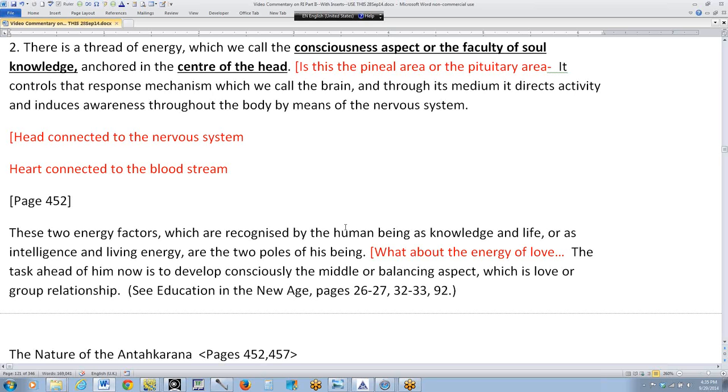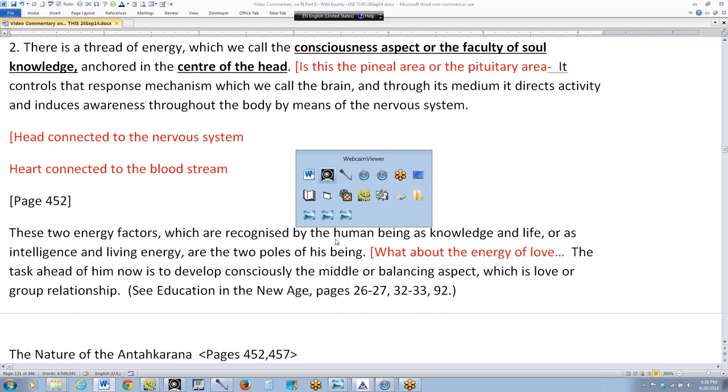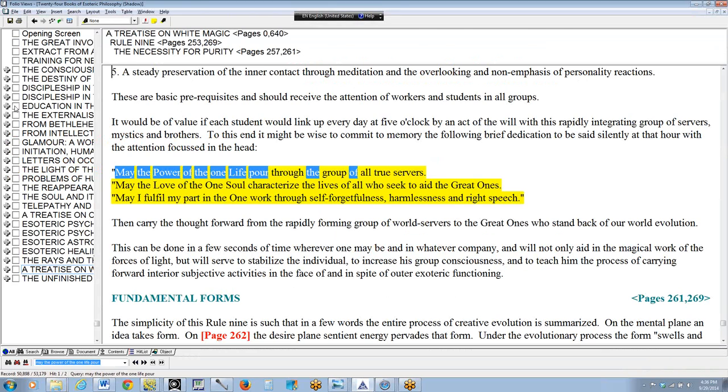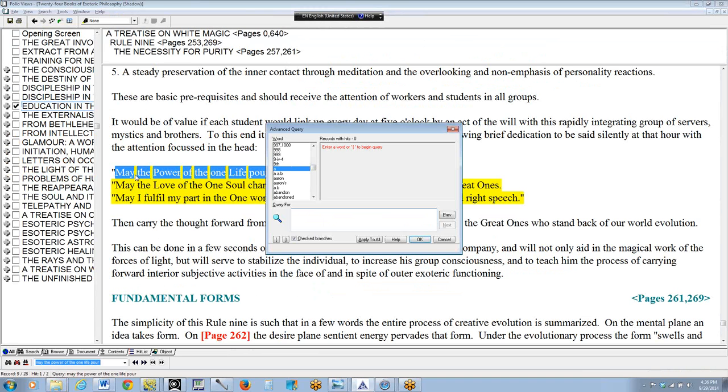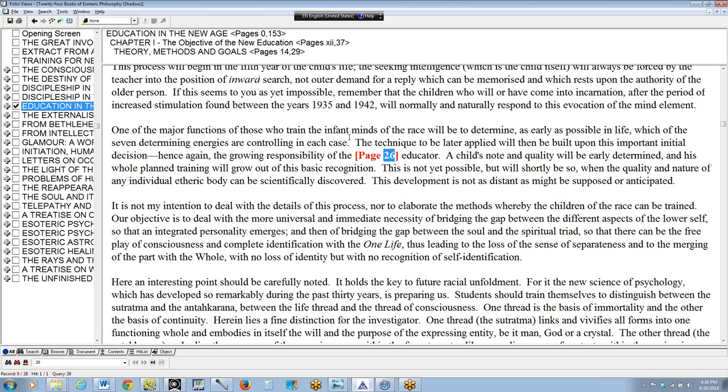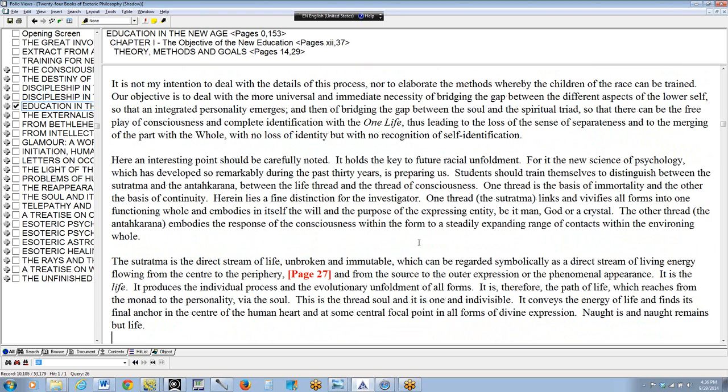The task ahead of him now is to develop consciously the middle or balancing aspect, which is love or group relationship. And DK takes us to Education in the New Age, pages 26 and 27, 32 and 33, and 93. Maybe we should take a little trip there. 26 and 27. Let's see how that goes. 26. Okay. We can read a little bit of that. And it goes over, yes, okay.